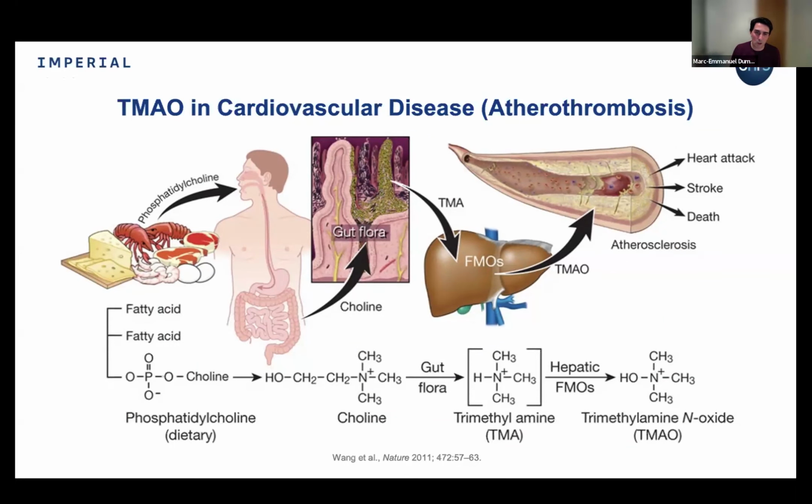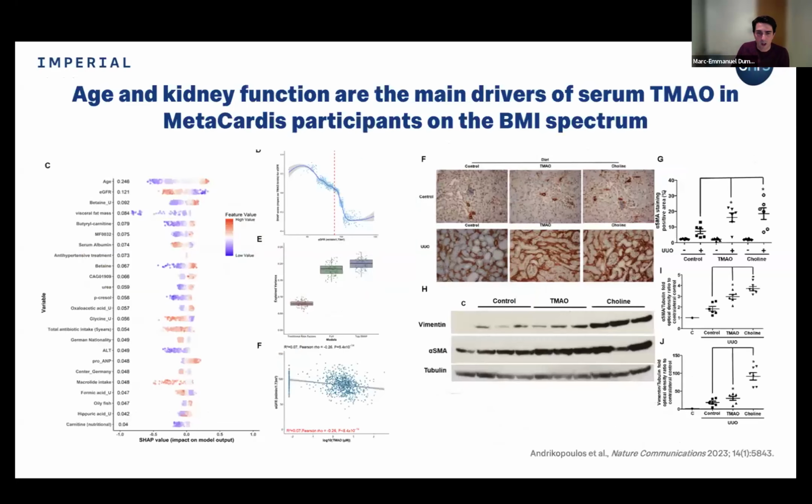And it's more about atherosclerosis than atherosclerosis by itself. But it looks like TMAO is triggering platelet aggregation, which can then generate long-term adverse outcomes when it comes to cardiovascular diseases.